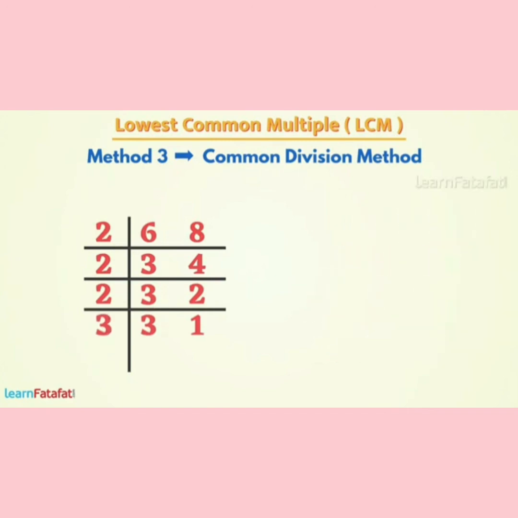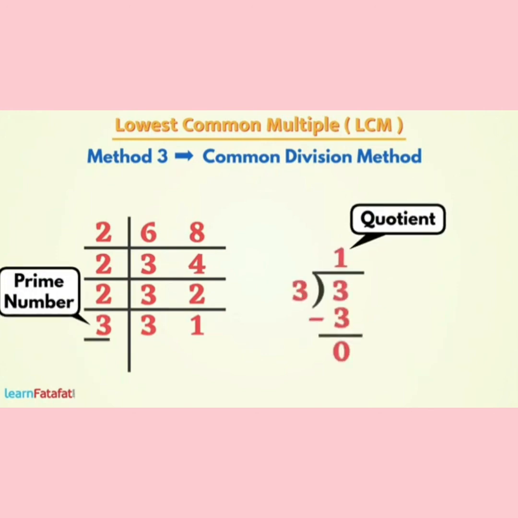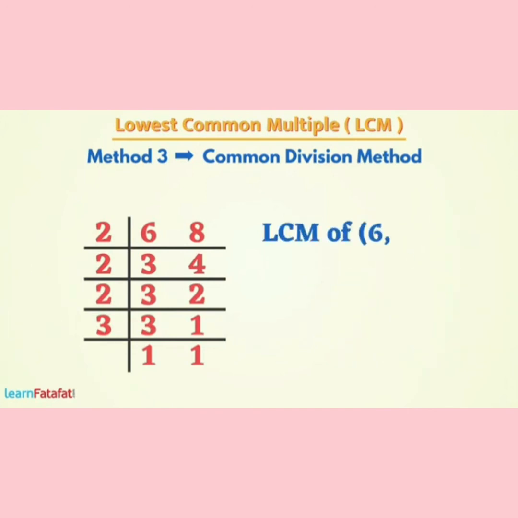We will take 3 as the next prime number as it can divide 3. The quotient of the division, 1, is written in the next row. Also 1 is carried to the next row. Here we stop as we got all ones in the row. The product of these numbers gives us the LCM. So LCM is 2 multiplied by 2 multiplied by 2 multiplied by 3, which is equal to 24.